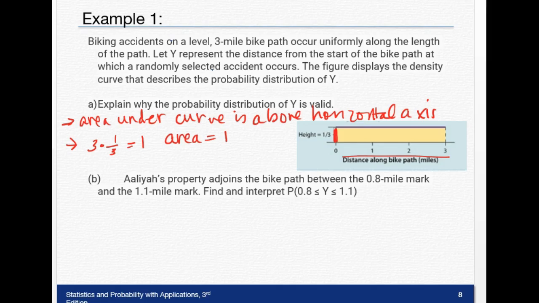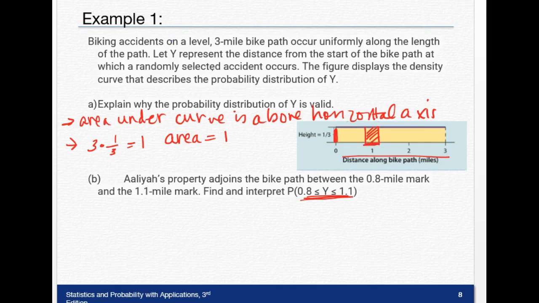Now, part B. Elias' property adjoins the bike path between the 0.8 mile marker and the 1.1 mile marker. So find and interpret this probability. What's the probability the accident is going to happen between these two? Okay, so this is 0.8 right here, 1.1 is right here. So we're looking for this probability area. Okay, so we need to know, what is this value?